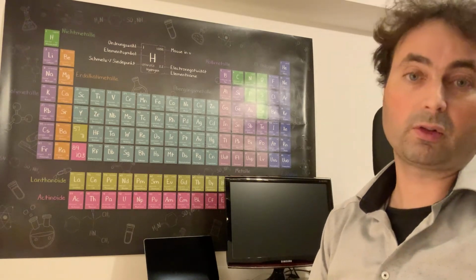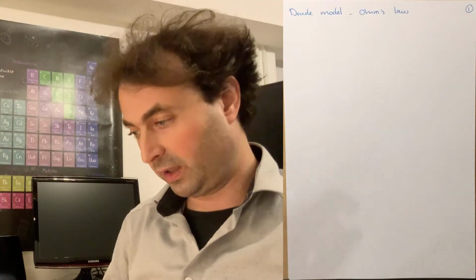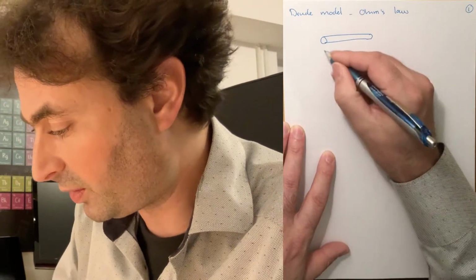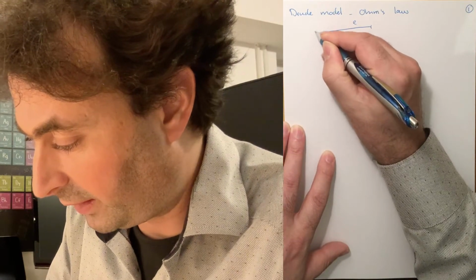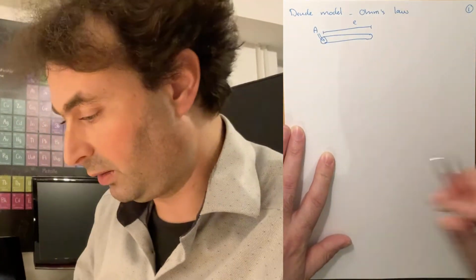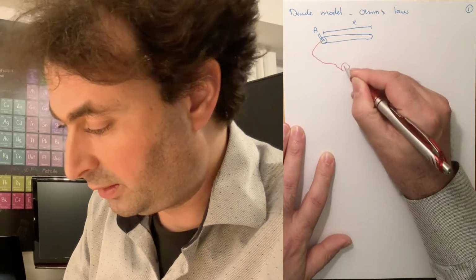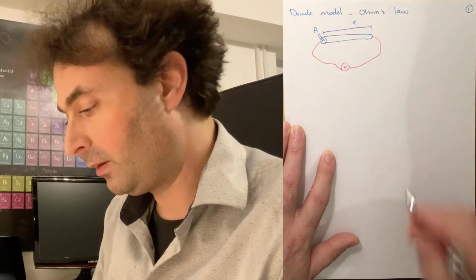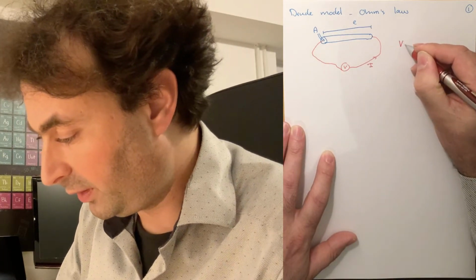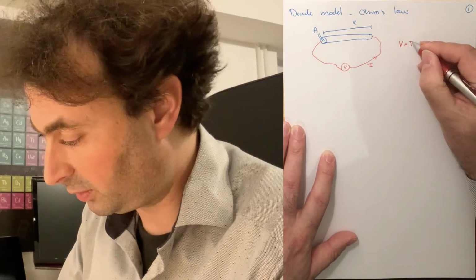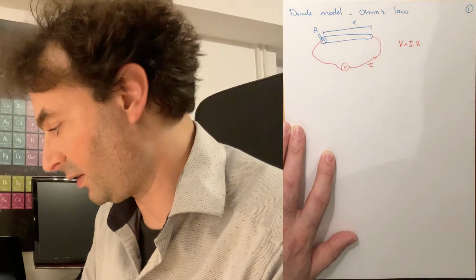And Ohm's law basically relates the current through a rod of metal to the voltage that we put over that rod of metal. If we have some rod of a metallic substance with length L and area A, and then we connect it and put a voltage over this, then a current will flow, a current I, and we know that the voltage is equal to the current times the resistance.